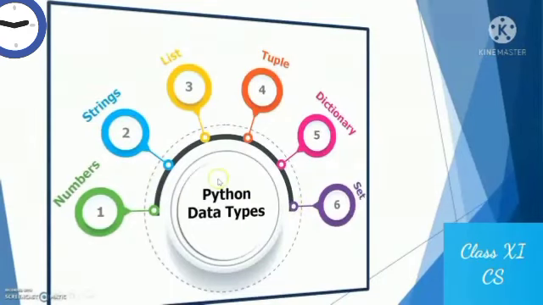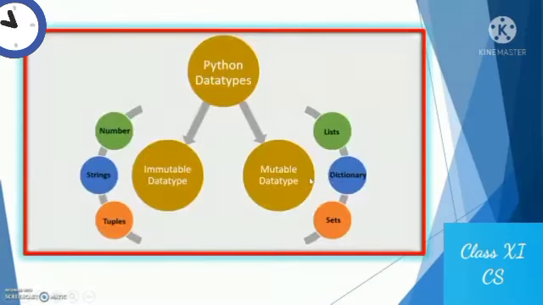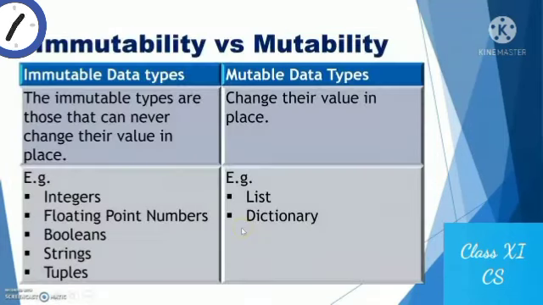Python data types are classified into numbers, strings, list, tuple, dictionary and set. In your syllabus, set is not mentioned for you to learn, but this is also a data type in Python. So the main data types used in Python are classified into mainly two categories: immutable data types and mutable data types. We can see the difference between immutability and mutability.